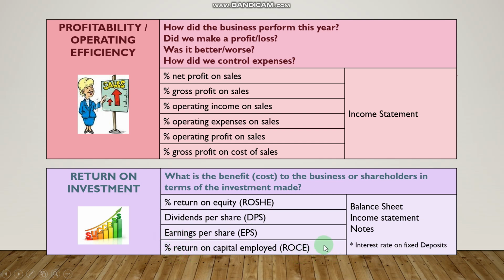Okay, so looking at the information, where do I get that from? I need information from my balance sheet. That will be my shareholders' equity. And then I also need to look at my income statement.